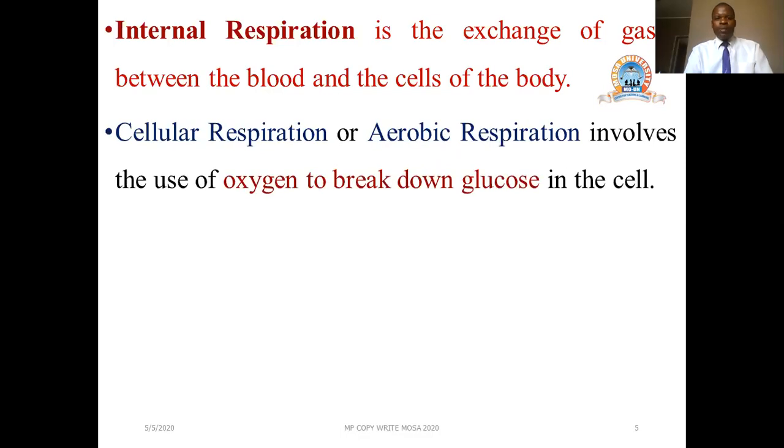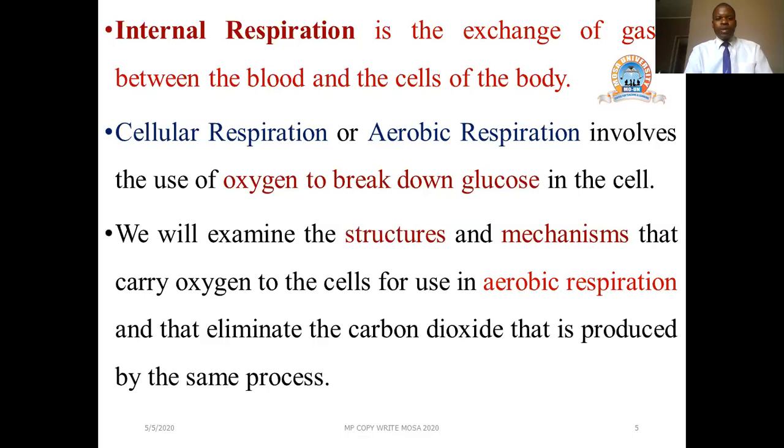Cellular respiration or aerobic respiration involves the use of oxygen to break down glucose in the cells. So this is the reaction that requires oxygen for it to break down glucose in the cell. If we don't have enough oxygen in our body tissues, this reaction may fail to take place. As a result, there will be problems at cellular level because the cells are not able to receive glucose for various functions.